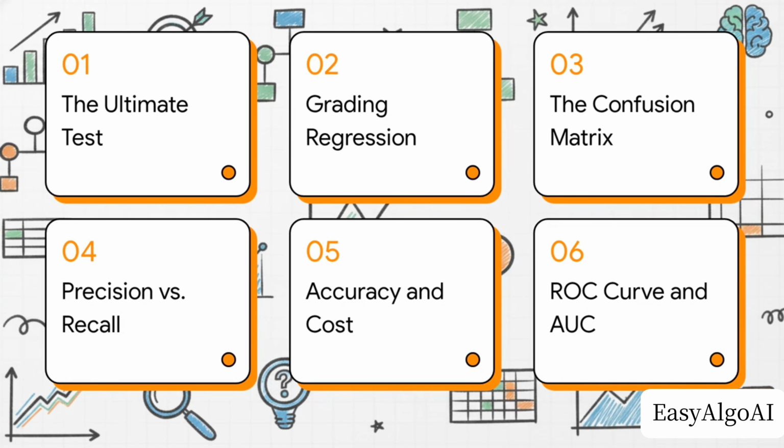Okay, let's dive into this. Here's our roadmap for today's explainer. First, the ultimate test. Second, grading regression models. Third, the confusion matrix. Fourth, precision versus recall. Fifth, accuracy and cost. And finally, the ROC curve and AUC.